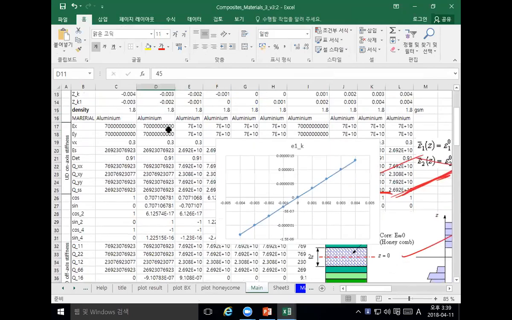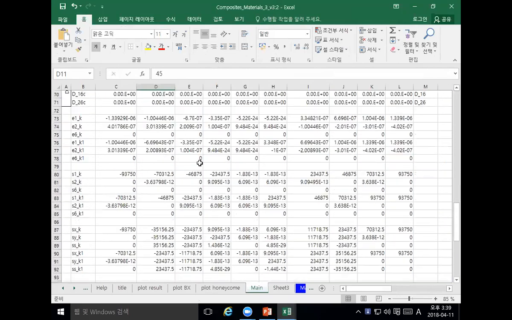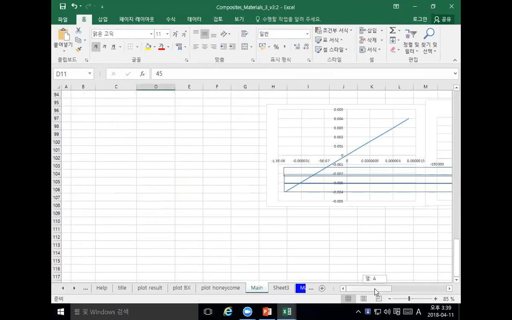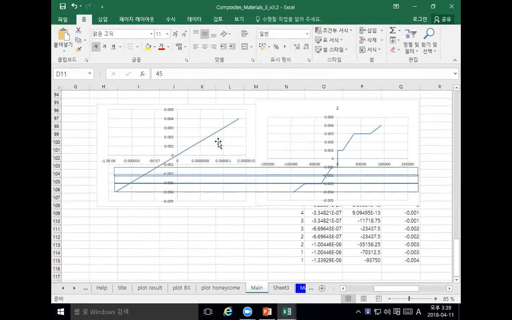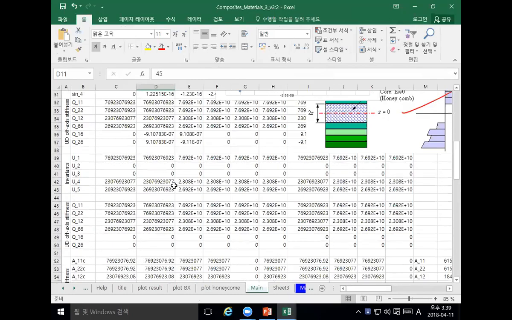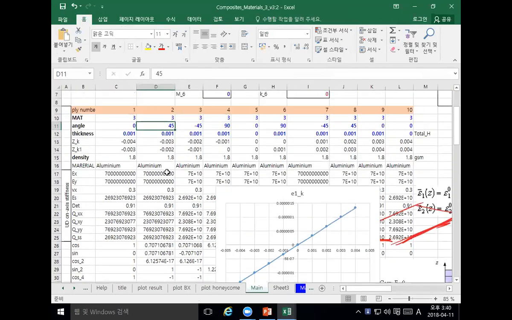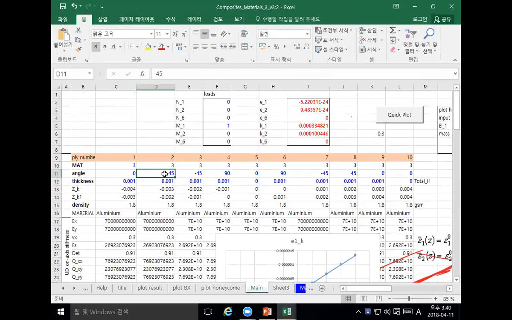I'm sorry, I'm a little confused. But this is isotropic, okay? This is isotropic, and this is the linear. I will just jump to a composite. That was a stress transformation. That's why it was a step.